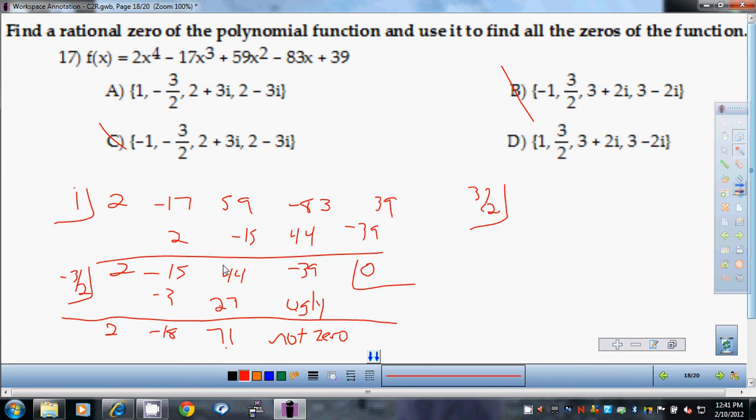Remember, you take it out of your depressed. So 2, negative 15, 44, and negative 39. Drop the 2. Negative 12 over 2 is negative 6 times 3 is negative 18. 26 divided by 2 is 13 times 3 is 39. Hot diggity. We found the other one.